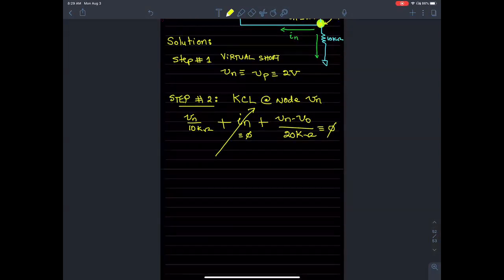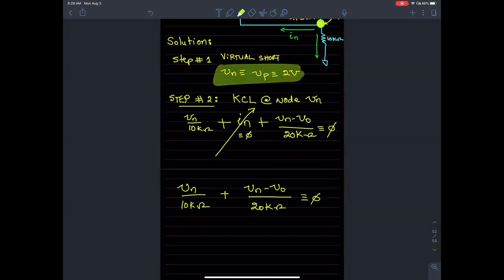Now, once we have this Vn over 10 kilo ohms plus Vn minus V naught over 20 kilo ohms equals 0, we do know from above that Vn is 2 volts. We know for a fact that Vn is 2 volts. So once we plug in Vn equals 2 volts, which we got from step 1, that gives us a value for V naught, and that is what we are after.